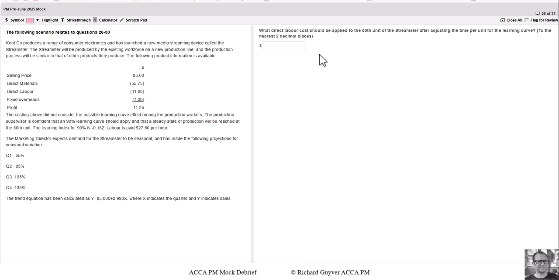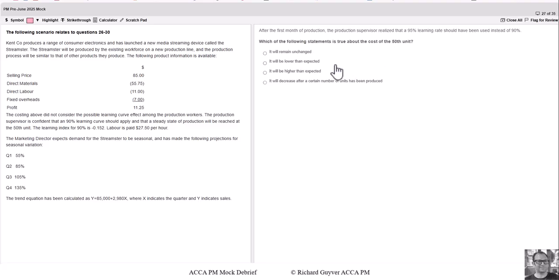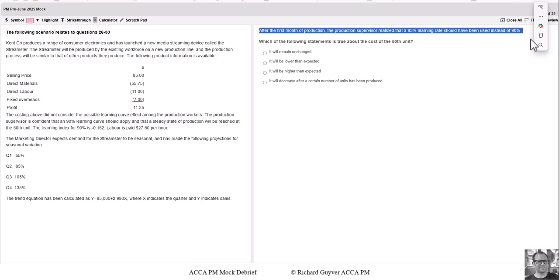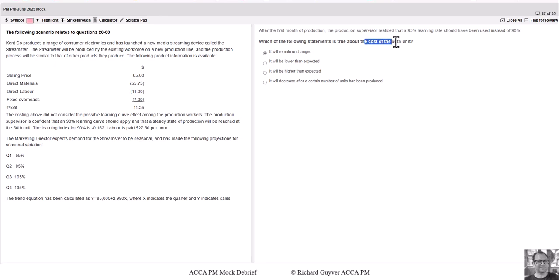Let's take a look at our requirements. We've got a calculation here, and I can see it mentions learning curve. This question looks like an outlier. Often there's a clue that when there's a little bit of extra narrative and it's not a calculation, it ends up being an outlier, except that this one refers to the 50th unit. So I'm going to leave that just in case, because maybe there's something in the narrative that is important.